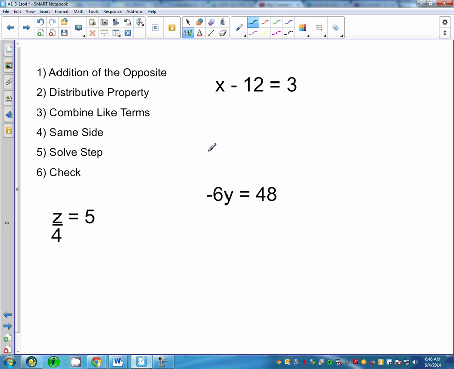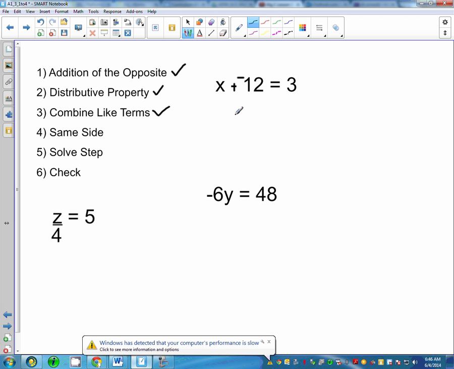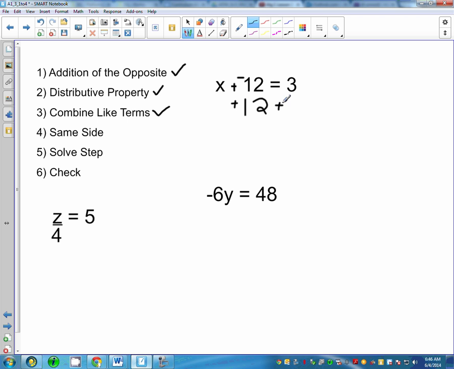Let's go through some examples. X minus 12 equals 3. Well, our first step is addition of the opposite, so we change this to plus a negative 12. Now I don't have any distributive property. I can't combine any like terms, so that takes me to step number 4, the same side step. Here, I want to move this negative 12 so that I have x by itself. To move the negative 12, I'm going to add positive 12 to both sides.